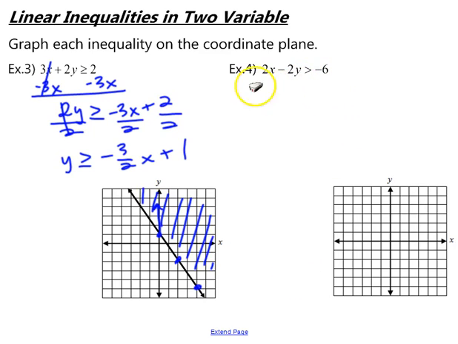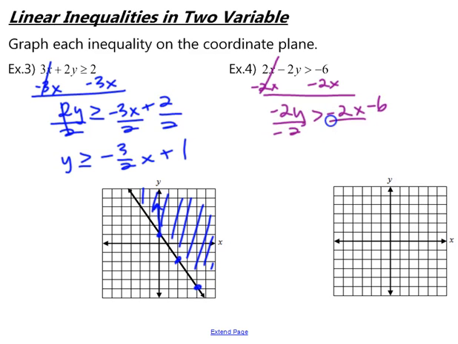In example 4, we need to do the same. Put this into slope-intercept form first. So subtract 2x from both sides. We have negative 2y is greater than negative 2x minus 6. Divide everything by negative 2. Now, as we do this, remember, when we're working with inequalities, whenever you divide or multiply by a negative number, we need to flip the sign. So make sure to do that.